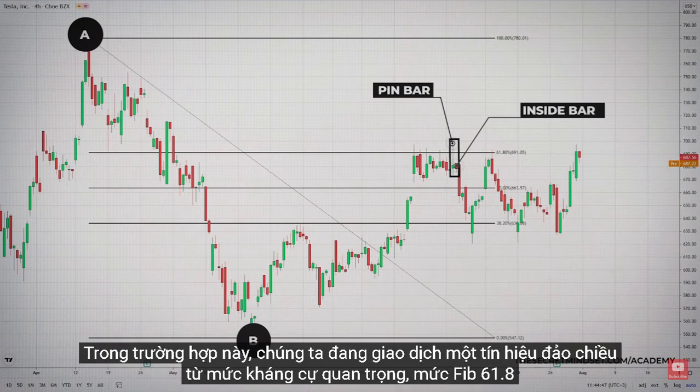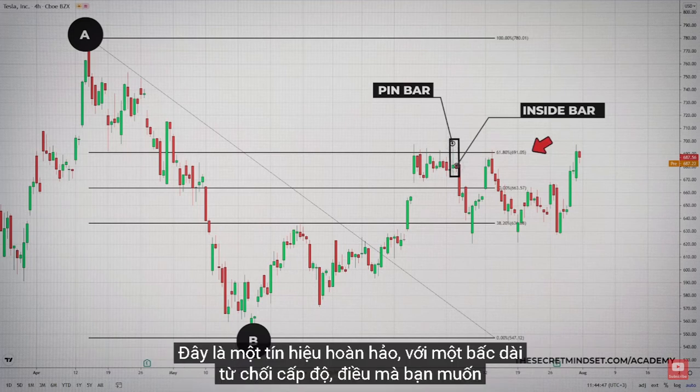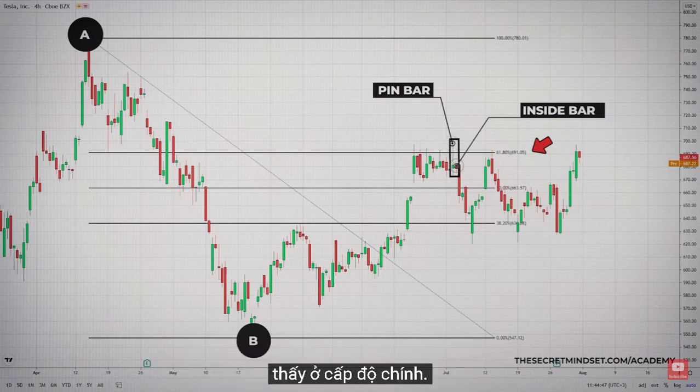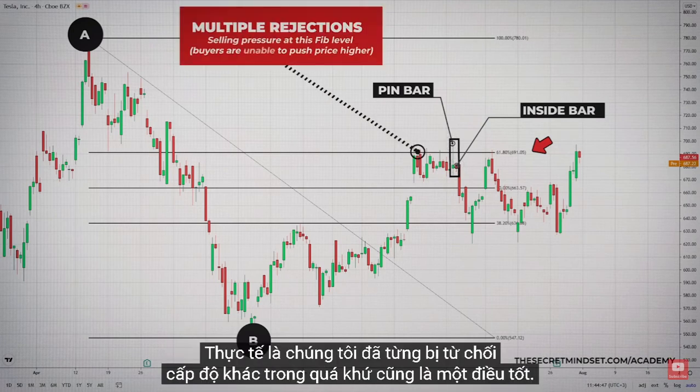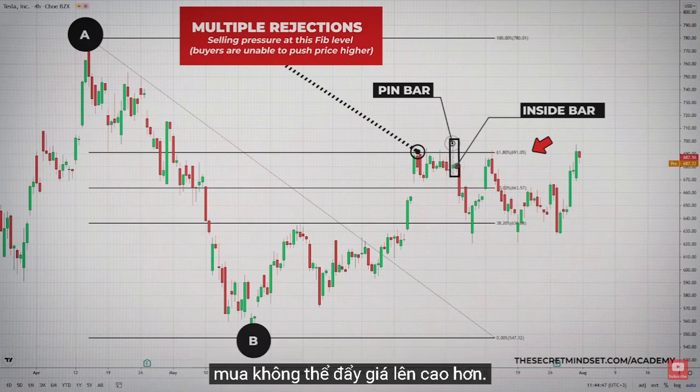In this case, we are trading a reversal signal from a key level of resistance, the 61.8 Fib level. This was a perfect signal with a long wick rejecting the level, something you want to see at a major level. The fact that we had other rejections of the level in the past was also a good thing. This tells me that there is selling pressure at this particular Fib level and the buyers are unable to push price higher.